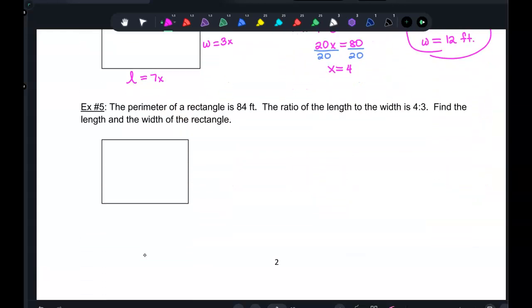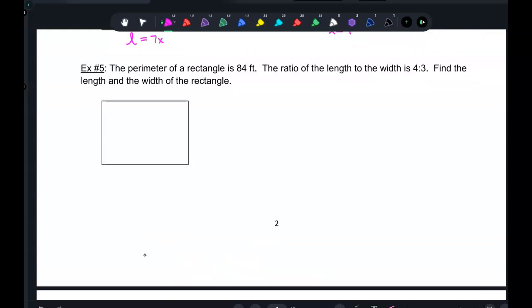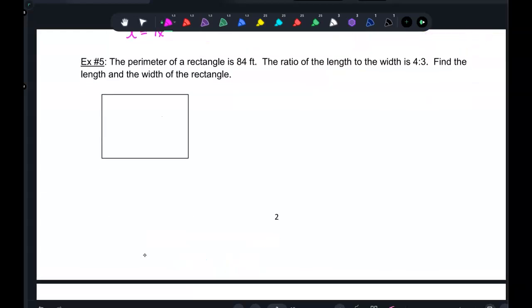Let's do another example, and then I think the next page is just proportions. Okay, ratio of the length to the width. Are the proportions hard? No. Easier than this? Well, when we solve proportions, we don't have to worry about how to set it up, right? It's easier in that sense. So length to the width is 4x to 3x. So I have 2 times 4x plus 2 times 3x equals 84.